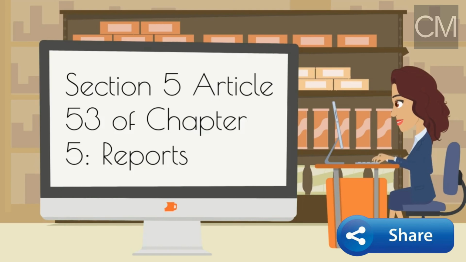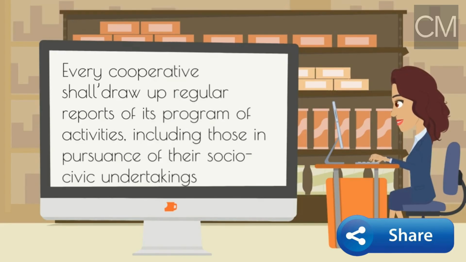Section 5, Article 53 of Chapter 5, Reports. Every cooperative shall draw up regular reports of its program of activities, including those in pursuance of their socio-civic undertakings, showing their progress and achievements at the end of every fiscal year.